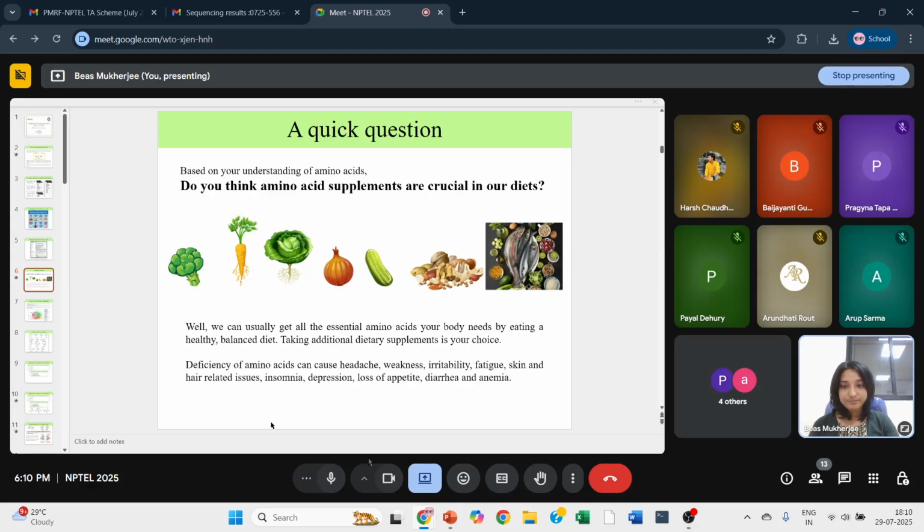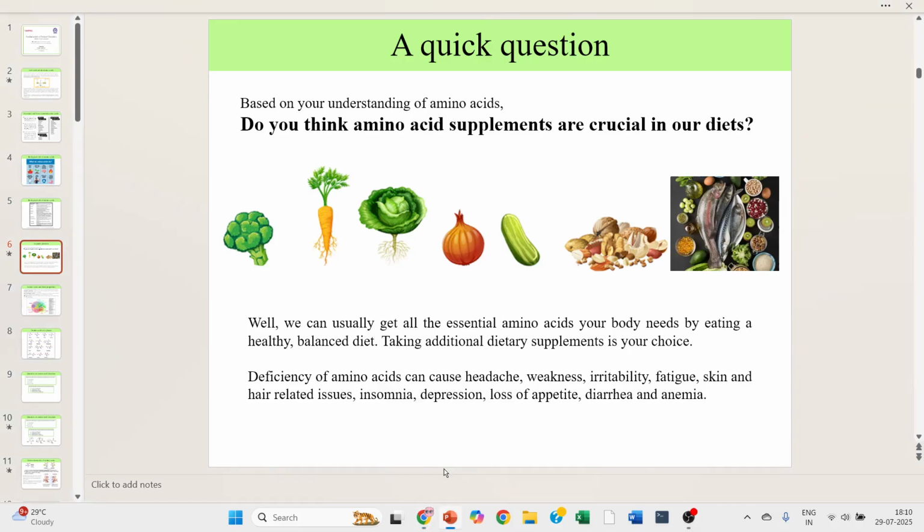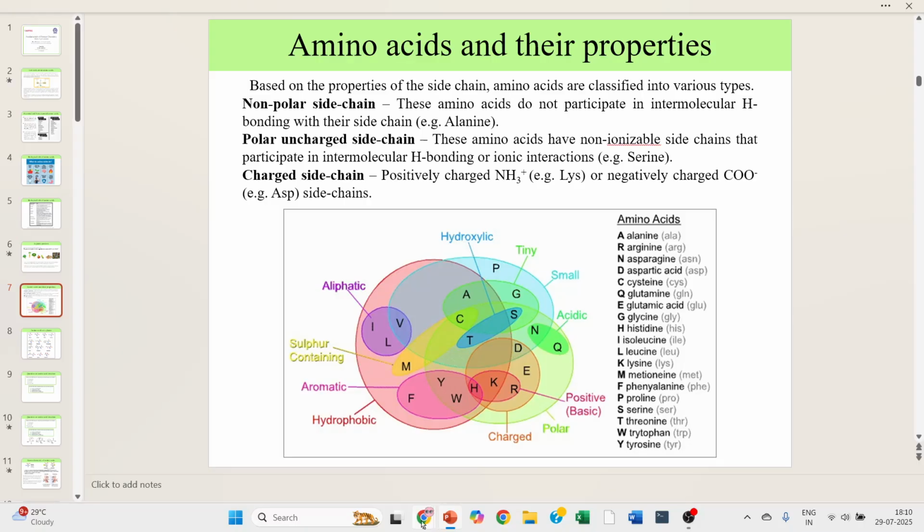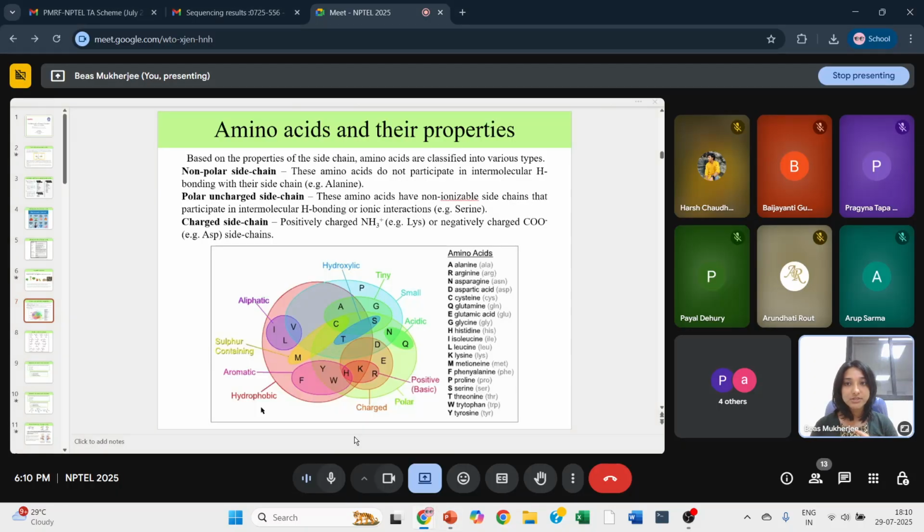Now, let's go. All of this is very important because headaches, weakness, irritability, and then skin problems and mood disorders, then anemia, all of these things can happen if there is a deficiency in any amino acid, right? Now, amino acids and their properties. This is very important.